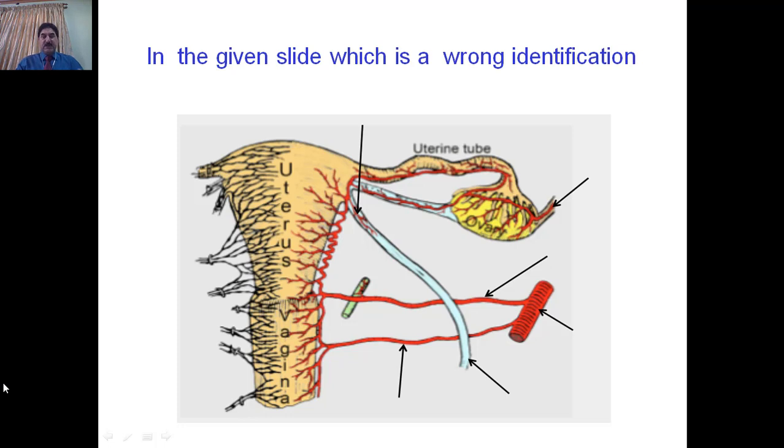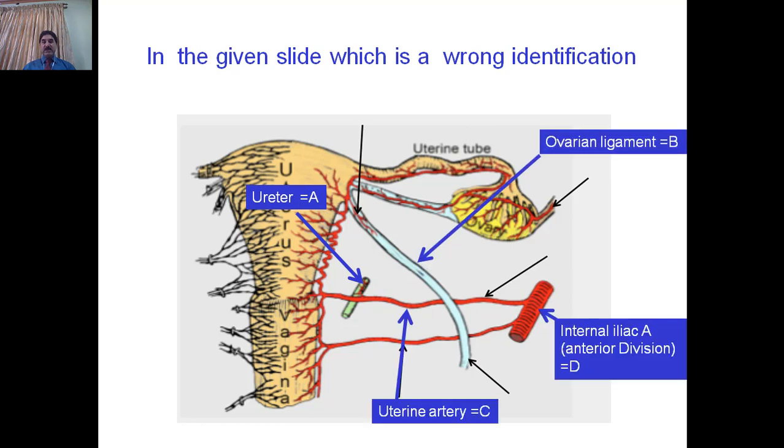Our next question is based on the identification of various structures in the broad ligament. This MCQ has been made to help you in identification of the structures in the dissection hall. A is ureter, B is ovarian ligament, D is internal iliac artery, and C is uterine artery. Out of these, choice B, ovarian ligament, is wrong. It is not ovarian ligament, it is the round ligament. Again, we will go to the arrangement of structures at the angles of the uterus. So uterine tube lies in the middle. Anteriorly, there is round ligament of the uterus, and posteriorly, there is ovarian ligament.